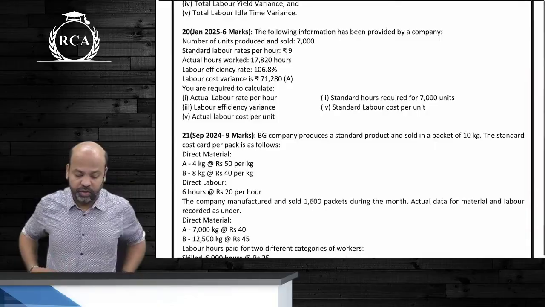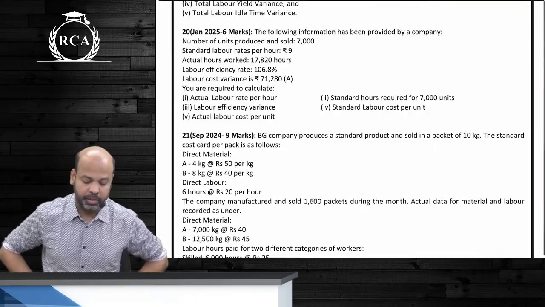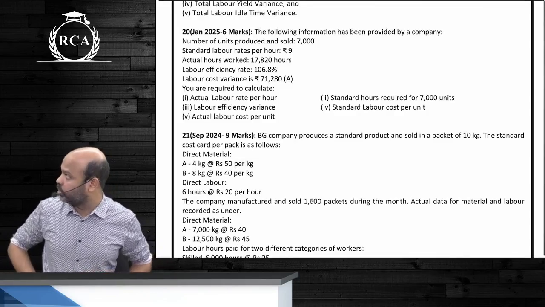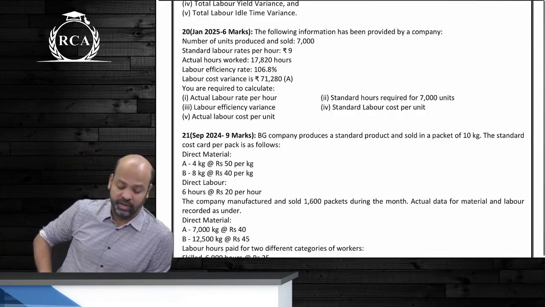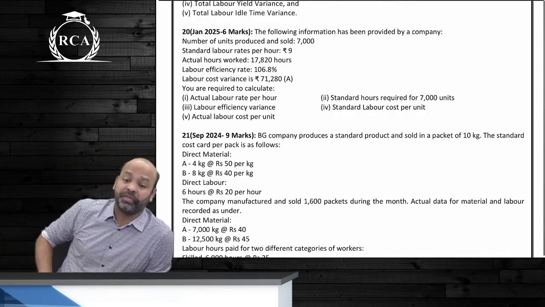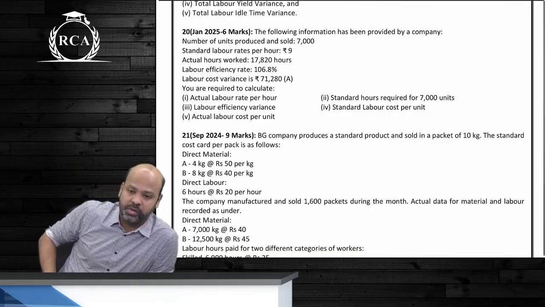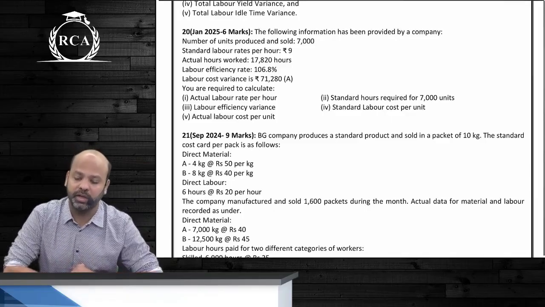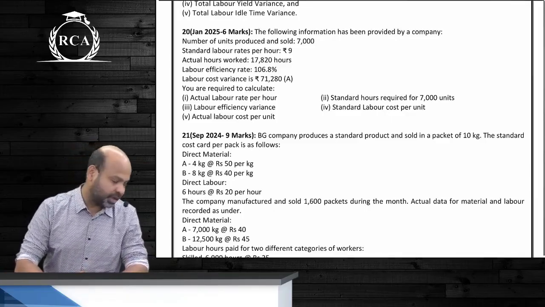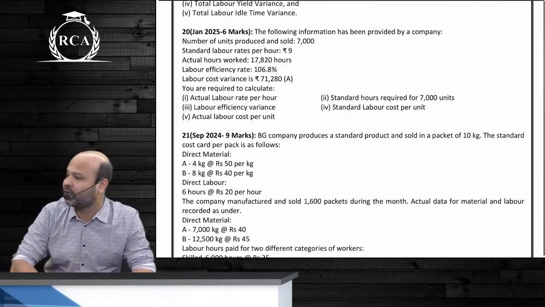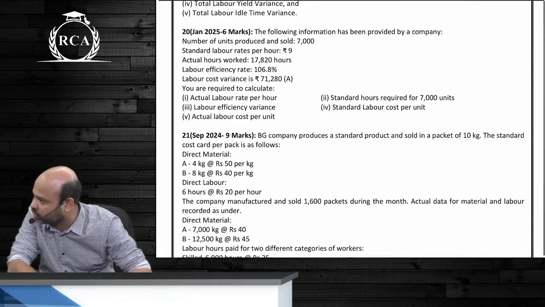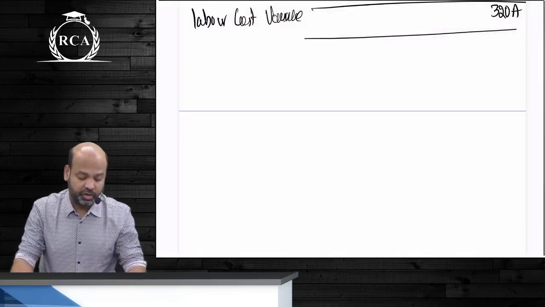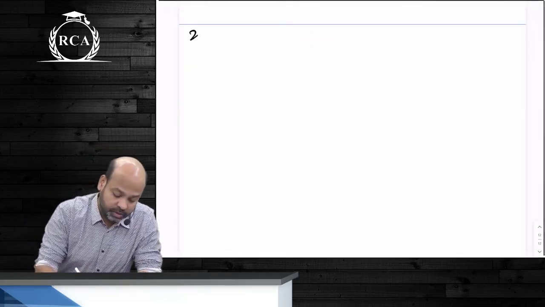Number of units produced and sold are given as 7,000, guys. Standard labor rate per hour is given as 9 rupees. Actual hours worked is 17,820. Instead of giving you standard hours per unit, they've given us, guys, labor efficiency ratio. We've computed labor efficiency, guys, in labor chapter. I told you how to compute efficiency both in terms of output as well as in terms of time. In terms of time, guys, labor efficiency ratio is standard hours for actual output divided by actual hours. So you know actual hours, guys, you know efficiency ratio. Using that you will be able to get standard hours.